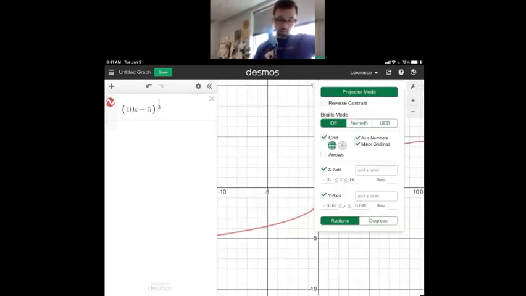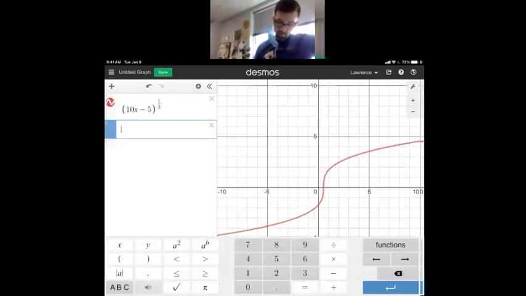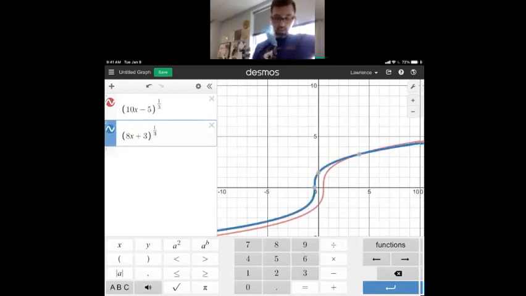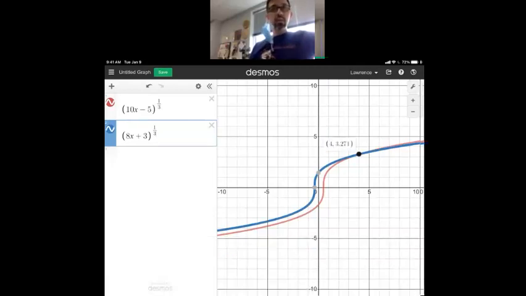The other one was, what, 8x plus 3? Cube root of that, so then to the 1/3 power. What did we find, right? Our answer was 4. Why is the answer 4? Because that's where the graphs cross. That's where the graphs intersect.